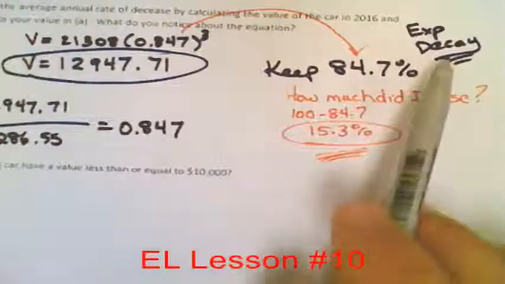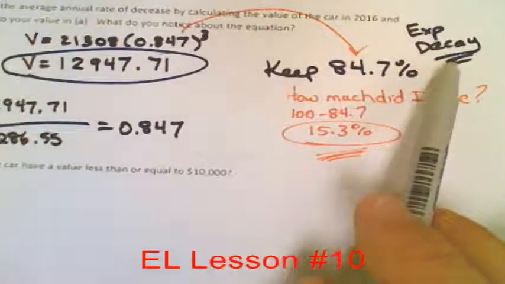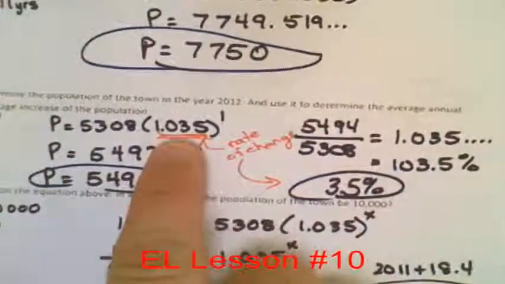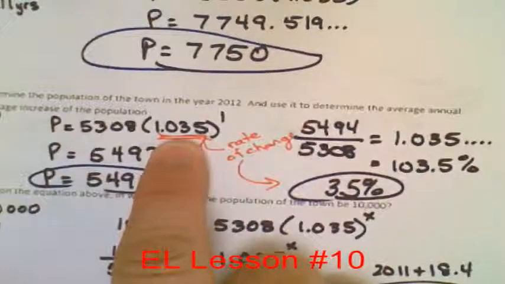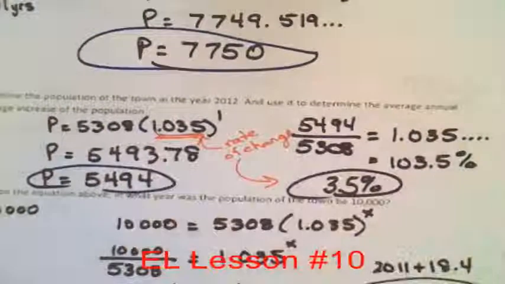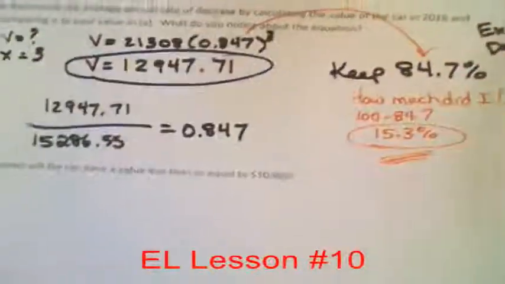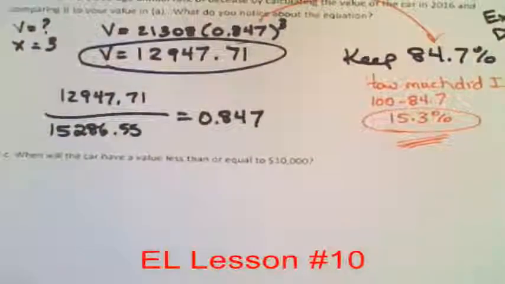Okay, I lost 15.3%. Now it was related to this. Okay, that number came out of there. But the thing is, I've lost 15.3%. Now, that's where this is going. This is exponential decay. And this is decay because it's going down in value.